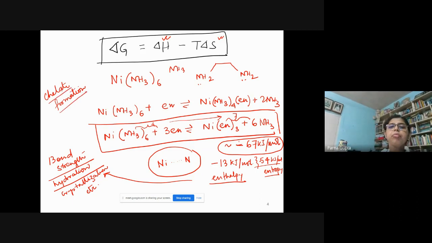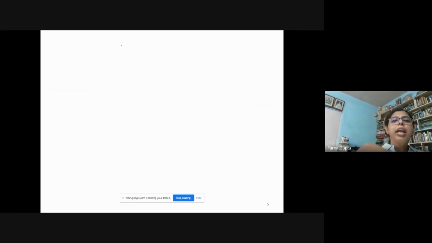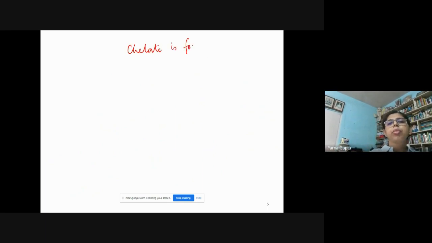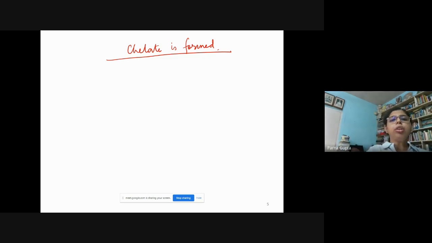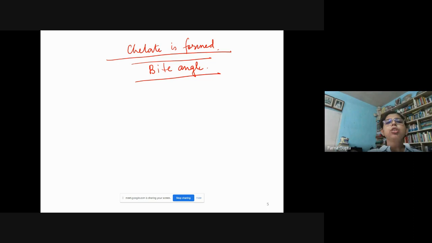Okay. The second thing is that if a chelate is formed, what are the things that contribute? There is a term called bite angle. See, all these things are there in the slide, but I am just explaining and I shall show you that. So what is a bite angle? What do you mean by bite angle?